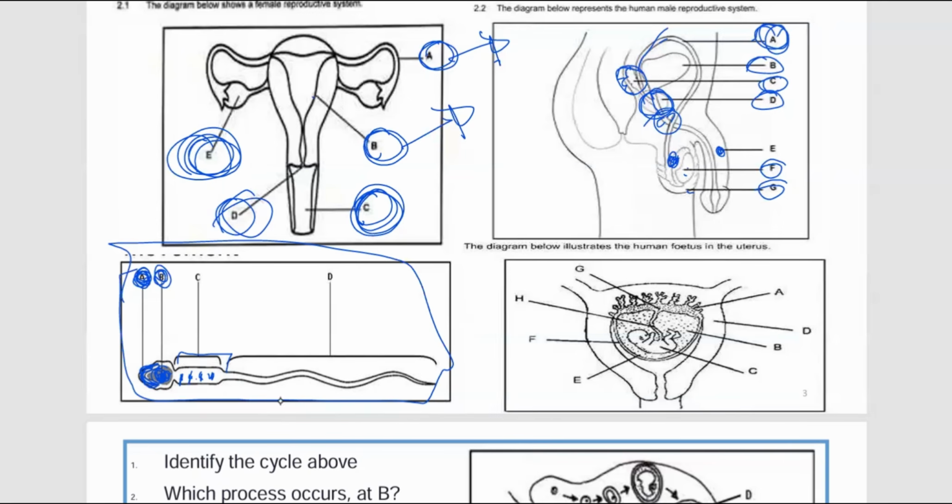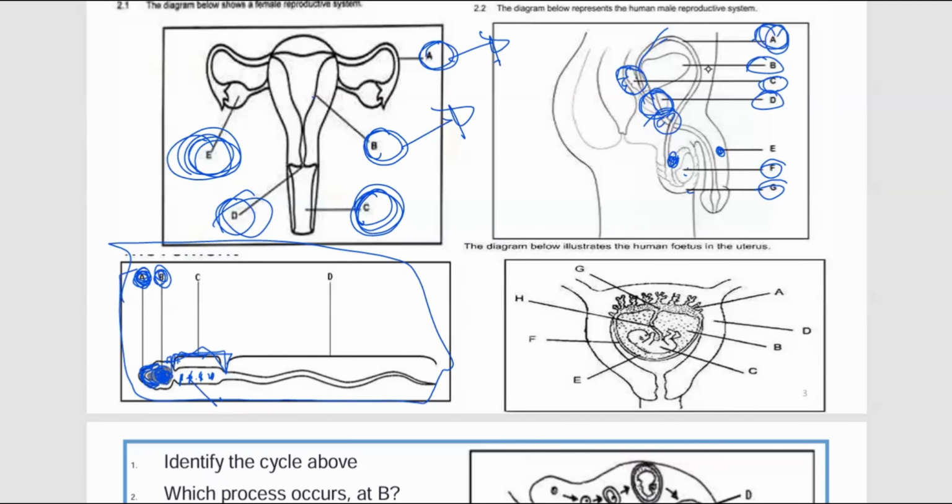So the tail is very good in providing the propulsion force. Propulsion force means the forward force. Then we have the middle piece. This middle piece has the mitochondria. Mitochondria is responsible for providing energy so that the sperm can be able to move. Then you have the nucleus.